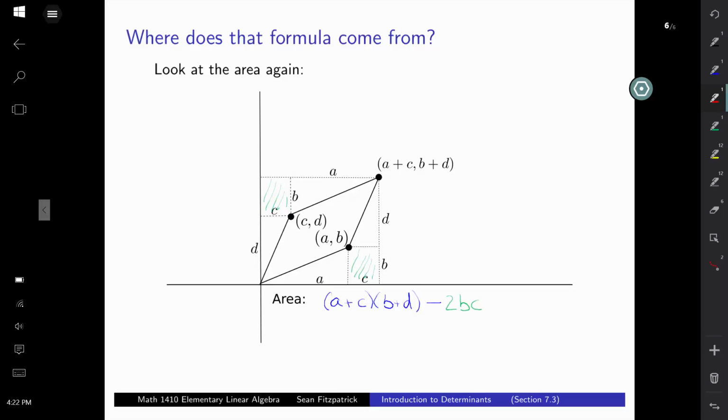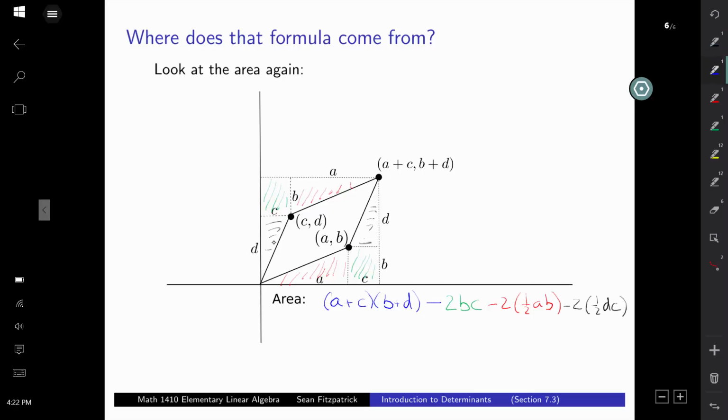And then there are some triangles. So this triangle here has height b and base a. This one also has height b and base a. There are two of those I've got to subtract, so 2 times 1/2 ab. And I also have to subtract off these. Those ones have base d, height c, so there's two of those, 1/2 dc.